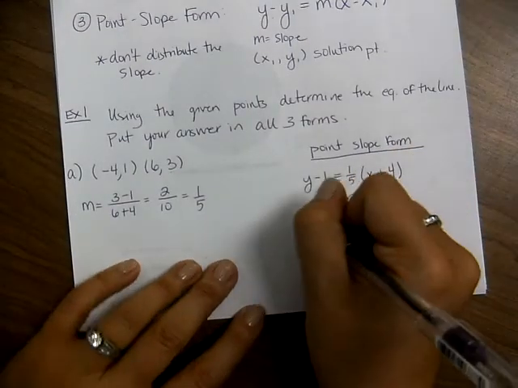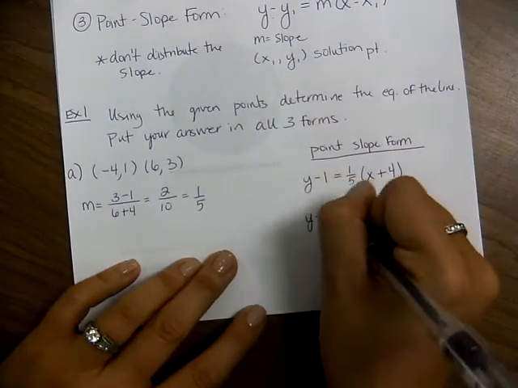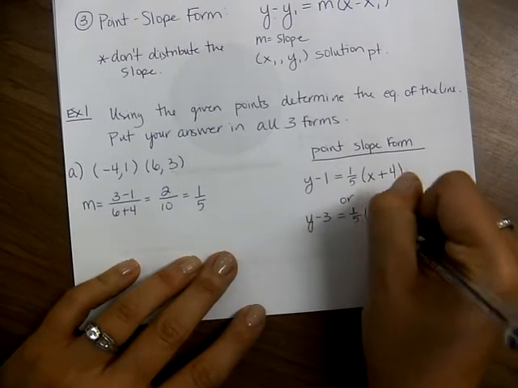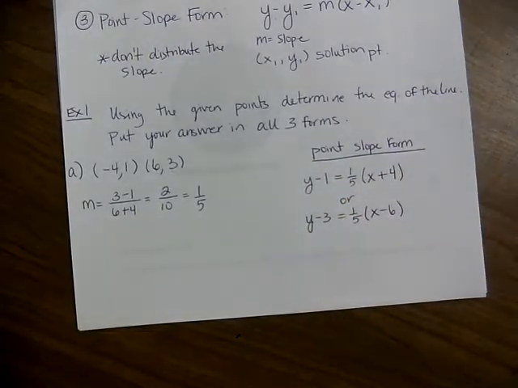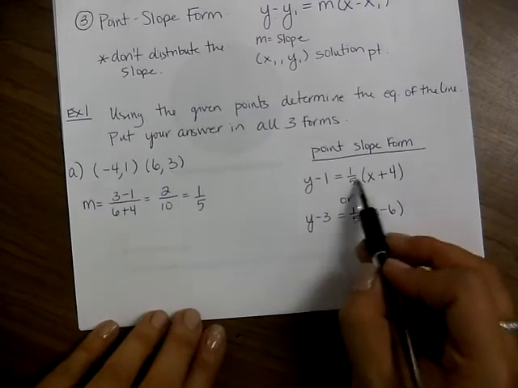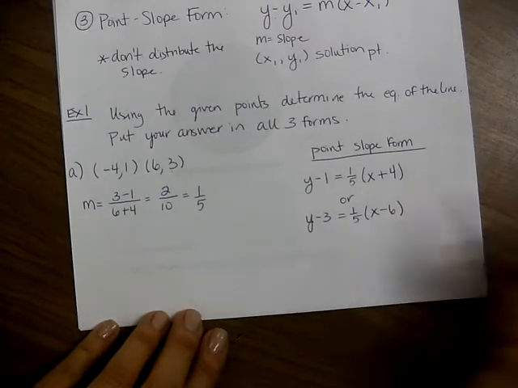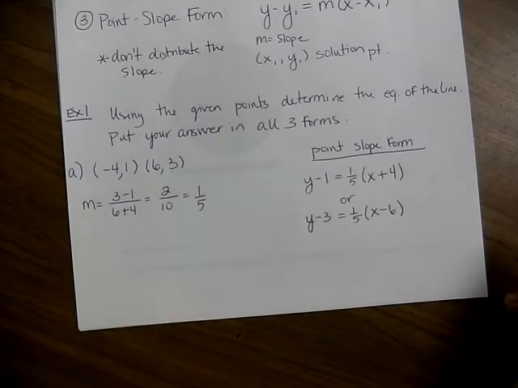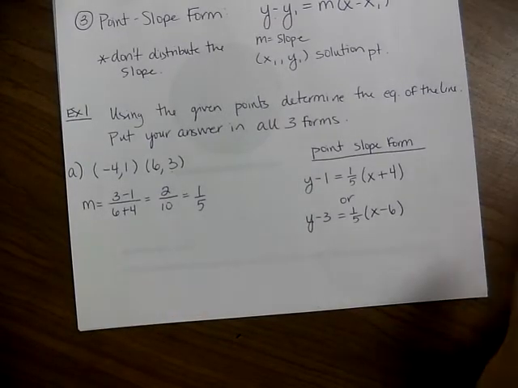Or you can write it as y minus 3 equals 1/5 times x minus 6. Either one of those answers is acceptable. And again, notice I'm not distributing my 1/5. Okay? So now that I have that, I have 2 options.